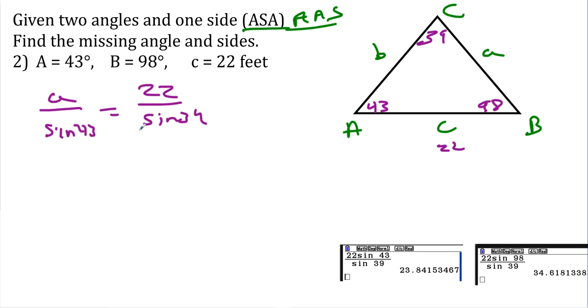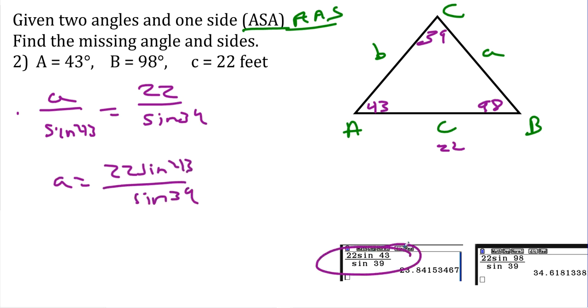All right? Do a little bit of cross multiplying. Basically, you multiply by sine of 43 on both sides. So you have A is equal to 22 sine 43 over sine of 39. Put that in the handy dandy calculator, and you get 23.8ish. Okay? You're going to rinse and repeat to find the other side. And you should be able to pick up speed on these. These should go pretty quick.